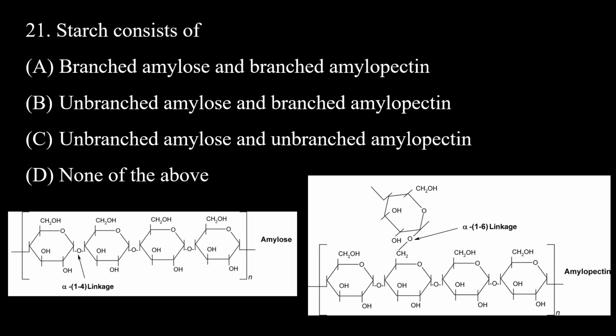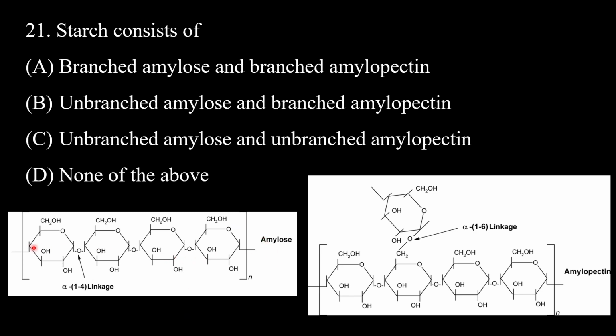Question number 21 is, starch consists of A. Branched amylose and branched amylopectin, B. Unbranched amylose and branched amylopectin, C. Unbranched amylose and unbranched amylopectin, D. None of the above. So if we look into the structure of the starch, this is the amylose.